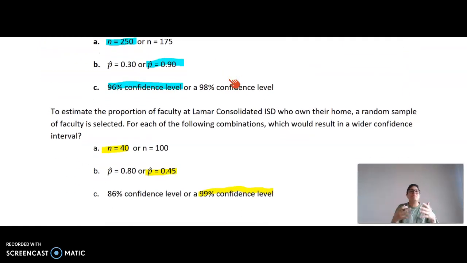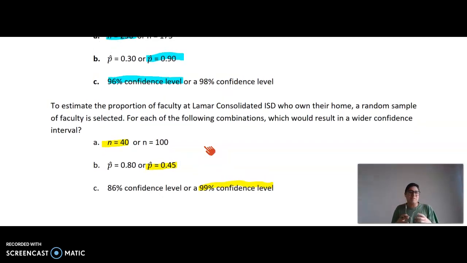Okay, see? You see how I'm using my notes here in context clues? We're going to get through this together, I promise. But this will probably show up most likely in the multiple choice section. So you just have to be prepared to bounce between sample size, sample proportion, or confidence level.